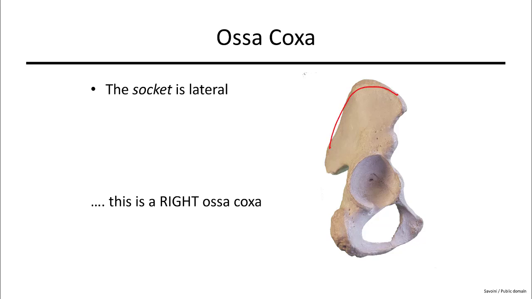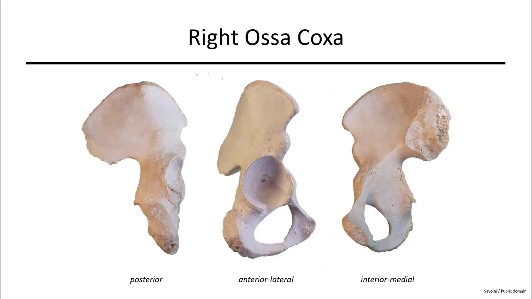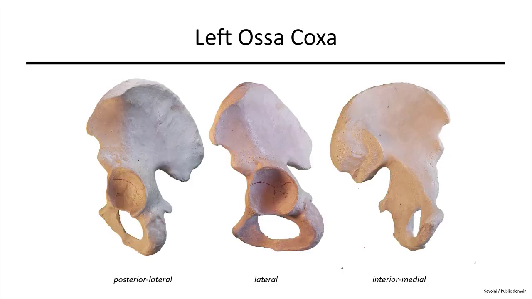We have this upper area, we have this going to point anteriorly, and this will be lateral. And this is posterior. So on this right ossa coxa, here are different views. This is what a left ossa coxa would look like.